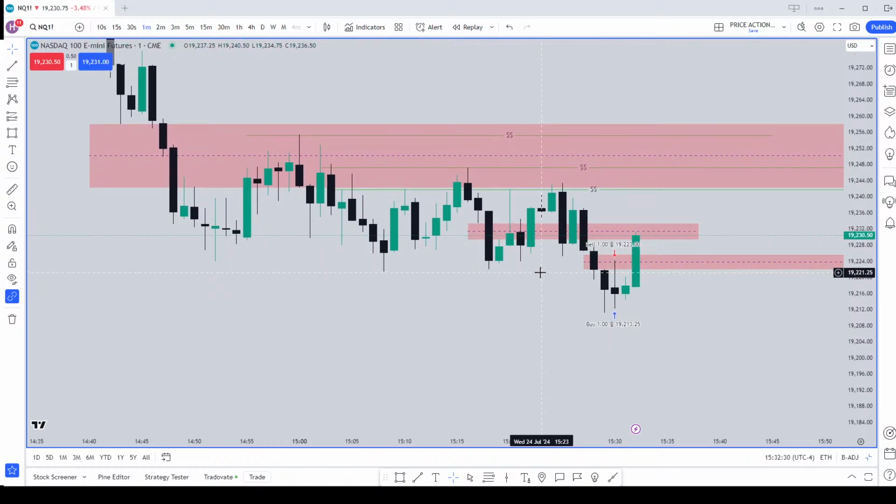You go for a 10-point move. Depends on your risk tolerance, but for me, it was just a quick scalp. That's what I like to do. And get that move and call it a day and move on.